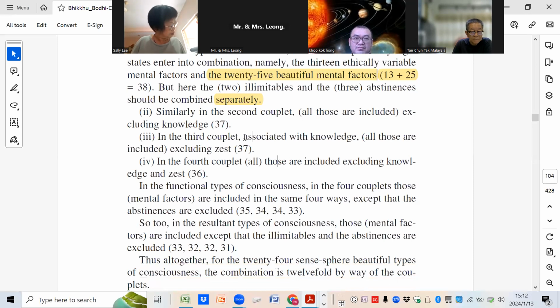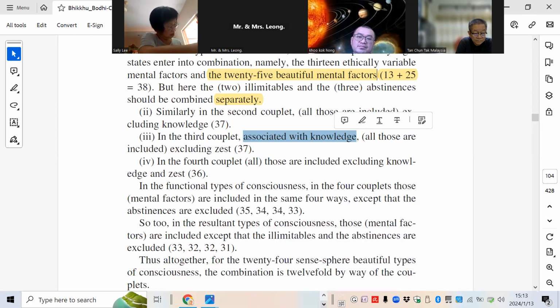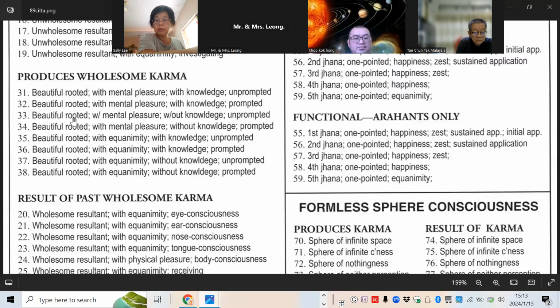Okay, let's take a look. Now we go to the third couplet. You see, the third couplet is associated with the knowledge, but excludes the zest. What does it mean, associated with the knowledge? The third couplet means 35 and 36. They are with knowledge. But they are with equanimity, meaning they don't have zest like the previous ones, because the previous ones all have mental pleasure, so they must possess the zest, the piti. Here they don't have the zest, the third couplet, but they have the knowledge.